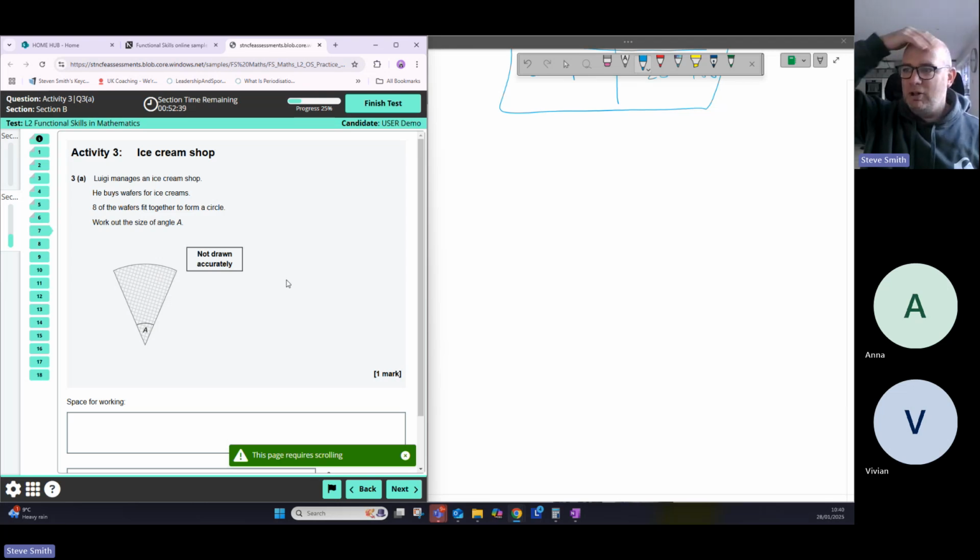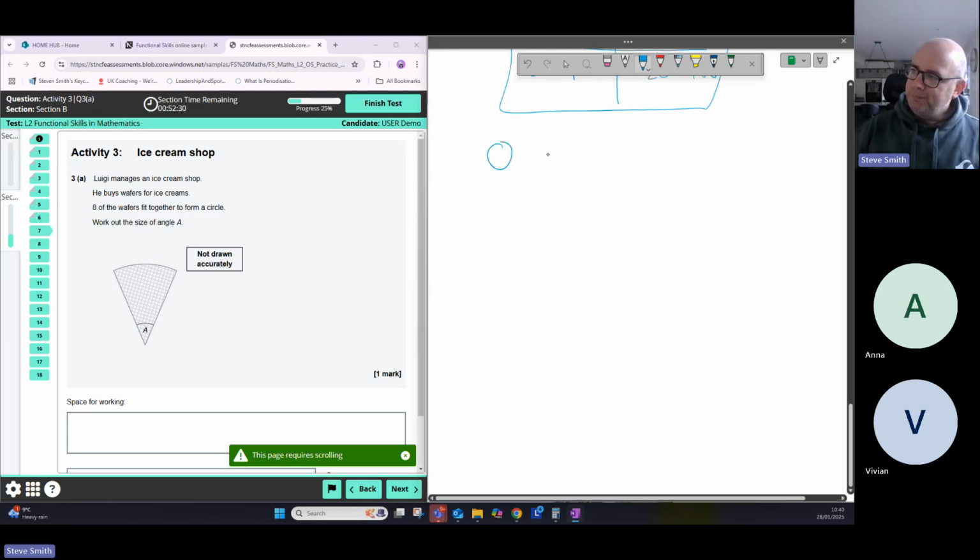Luigi manages an ice cream shop. He buys wafers for his ice creams. 8 wafers fit together to form a circle. Work out angle A. So a circle or a square, and we've got all the squares the same.